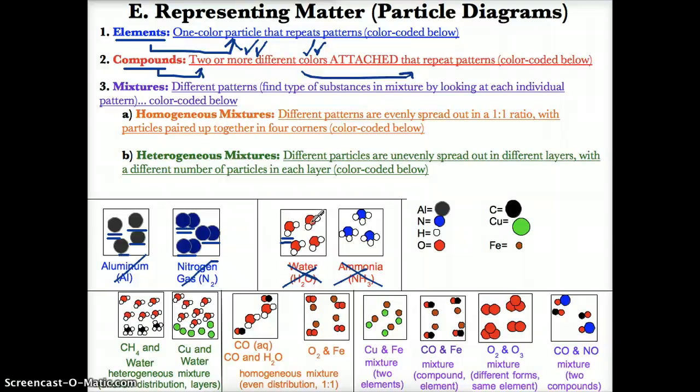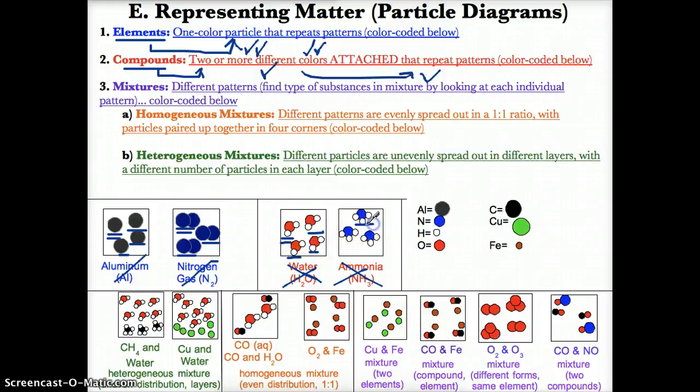So let's establish what it is. First of all, let's see if the first condition for either is met. A compound has two or more different colors. In this one unique unit, I can see two or more different colors attached. I see one red and two whites. So the two different colors are red and white. So the first condition is met. Let's see if it repeats so that we can establish whether it's a compound. It does repeat its pattern because one red, two white appears here, here, and here. So the second condition is met. Therefore, this is a particle diagram of a compound because you have two or more different colors attached in the unique pattern, one red, two white, and it repeats its pattern three times, here, here, and here.